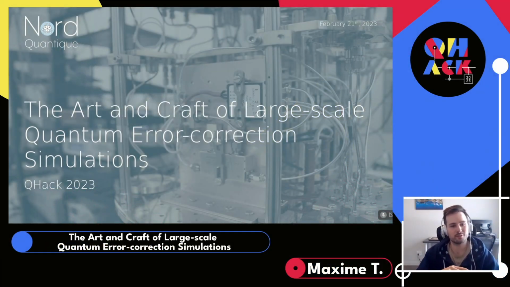So yeah, today I'm going to talk about the art and craft of large-scale quantum error correction simulation, something that is really important for us at Quantique. And I hope that after this presentation, which I hope is accessible enough, you will have some tools to start the hackathon in the quantum error correction and compilation program.